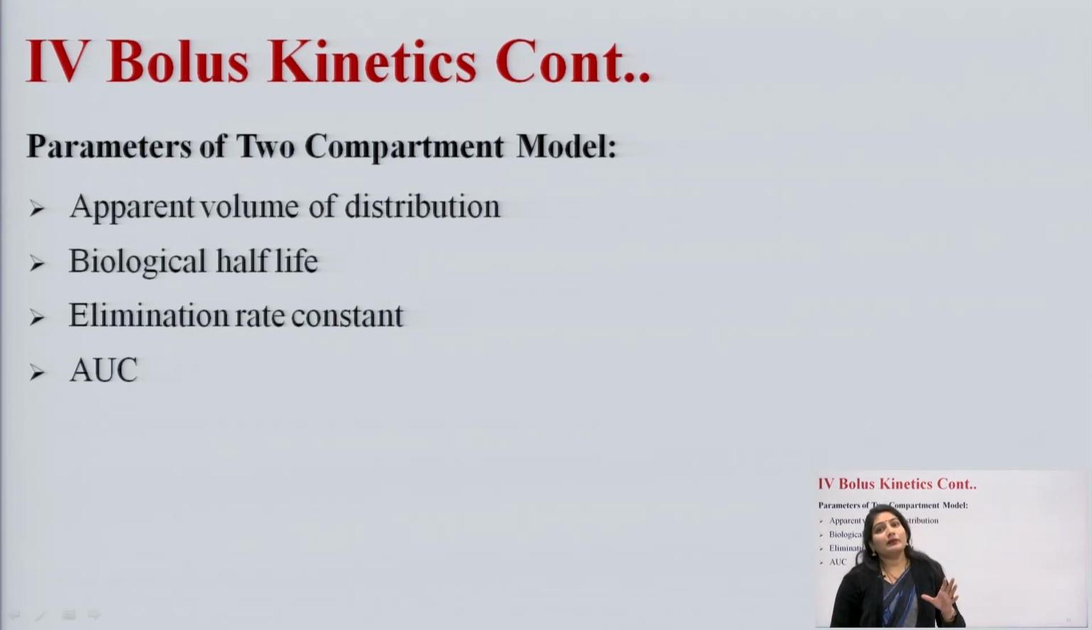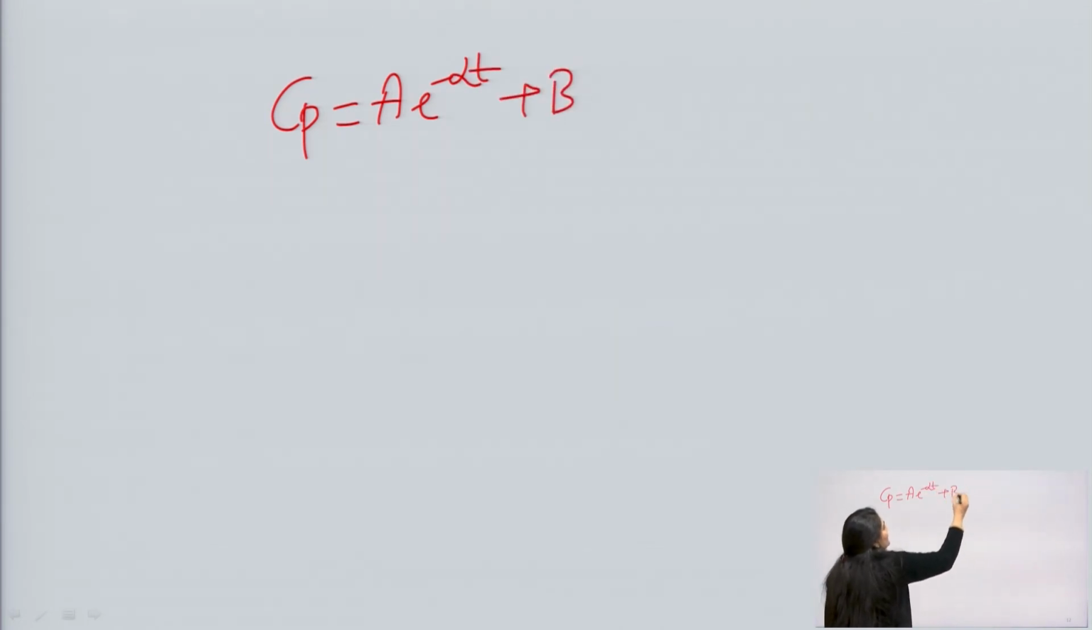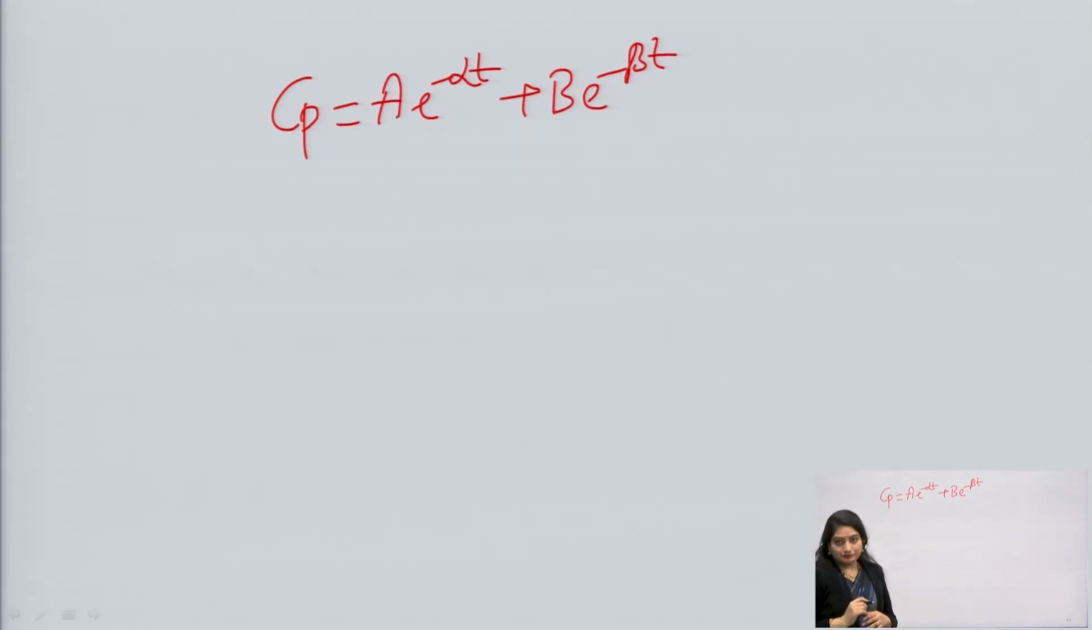Now, what about the method of residual? In the method of residual, as I have told you, Cp is equal to A e raised to power minus alpha t plus B e raised to power minus beta t. This is the equation. What we are doing in the method of residual is reducing this equation into a single term.